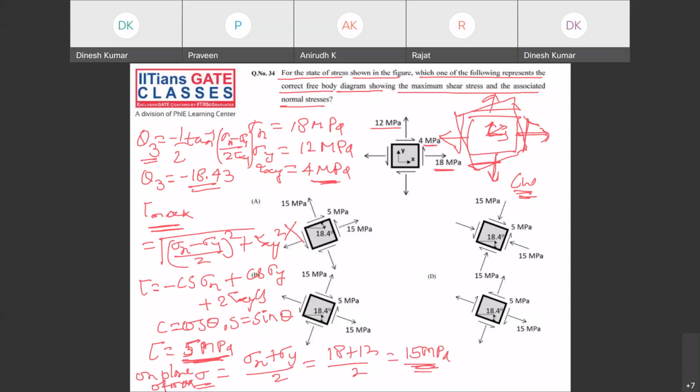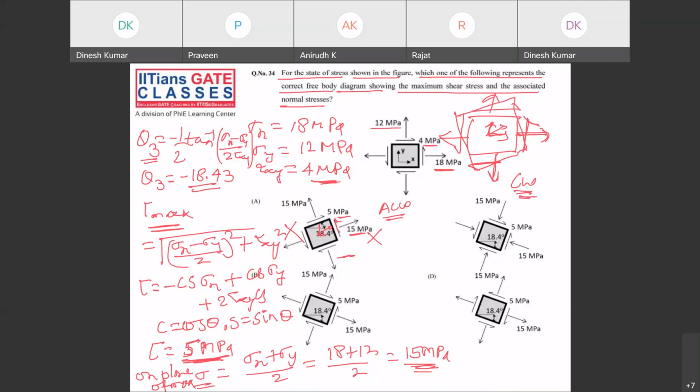If you go option by option, if you see option A, what do you see? If you see the orientation, it is rotated in anti-clockwise direction. Because your normal stress is tensile here, and the corresponding shear stress is positive. So that means this can't be the answer.